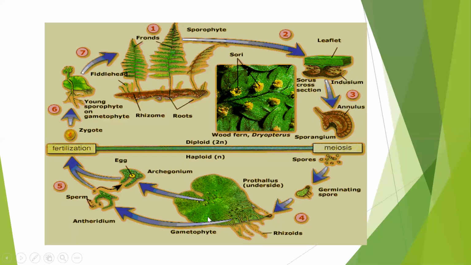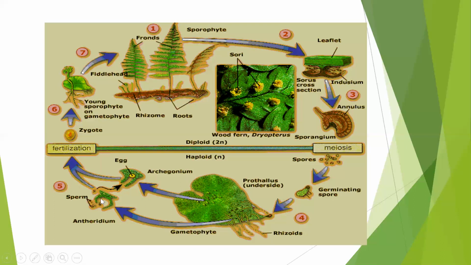These spores germinate to form a thallus-like body known as prothallus. This prothallus is free living. It is green in color, that is, it can undergo photosynthesis. And this prothallus has rhizoids, which help in attaching it to the substratum. Then this prothallus has male and female reproductive organs. You can see the female reproductive organ, the archegonia, and the male reproductive organ, the antheridia.